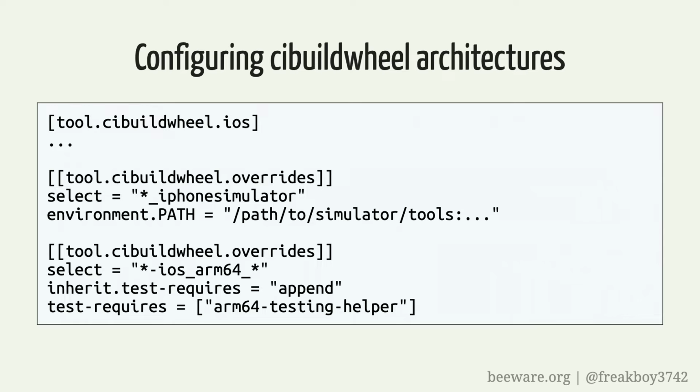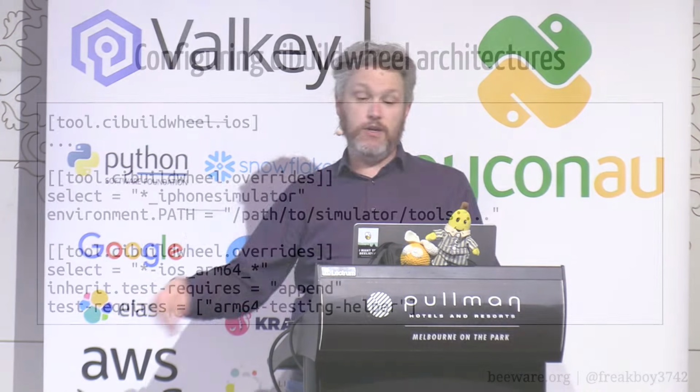Or, when targeting any iOS ARM64 platform, append an extra requirement to the test requirements. Now, although these are iOS examples here, the override syntax actually works everywhere. So you could use it on Windows, on Android, wherever you need it.